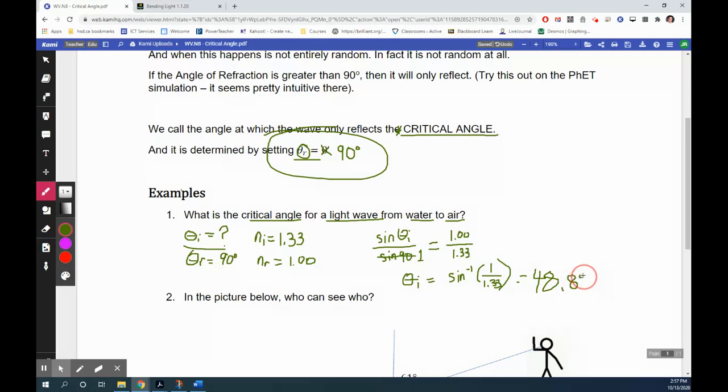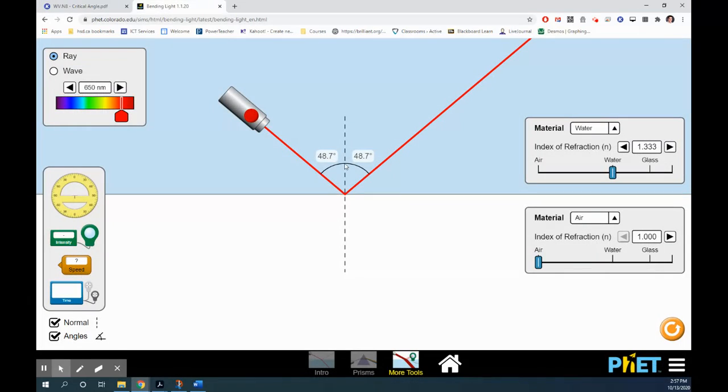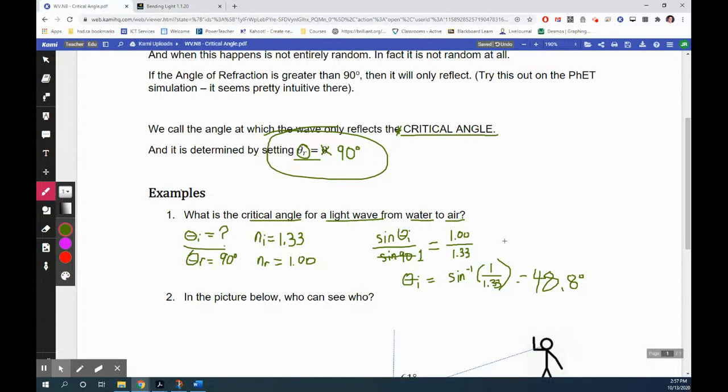We get 48.8 degrees. Hey, look at that. Isn't that what we predicted? 48.7, 48.8. Boom. We nailed it. All right. And that simulation nailed it because it's using the same formulas that we're using. So that's no surprise. And so that's how we do it.